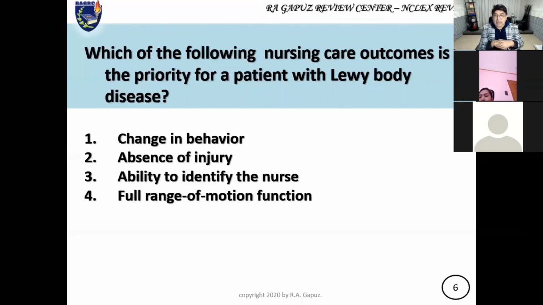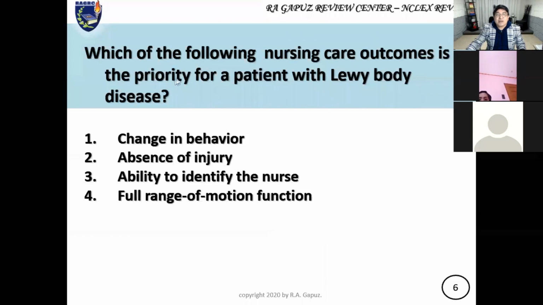I'm going to give you a guide. So in a patient with Lewy body disease, think about a patient with Alzheimer's plus the signs and symptoms of Parkinson's disease. So you talk about a patient, therefore, with memory impairment plus motor abnormalities, the signs and symptoms of your patient with Parkinson's disease. Now, listen up. Having that in mind, let's go through the options.